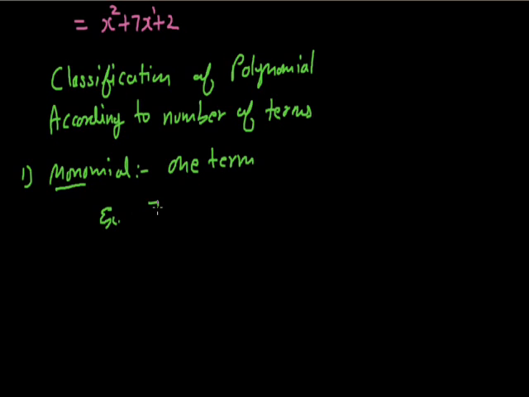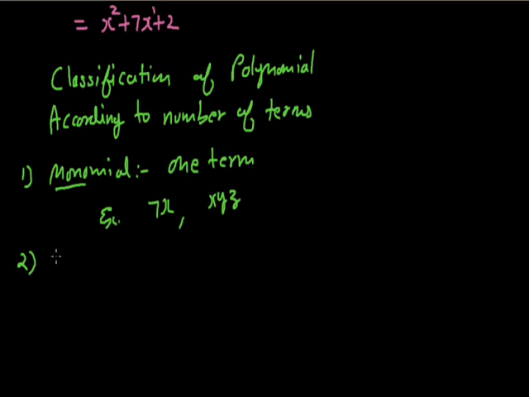Example: 7x. It is a polynomial because it contains only one term. Or let's say xyz. It is a monomial which contains three variables x, y, and z, because it is only a single term, that is xyz. So it is a monomial.